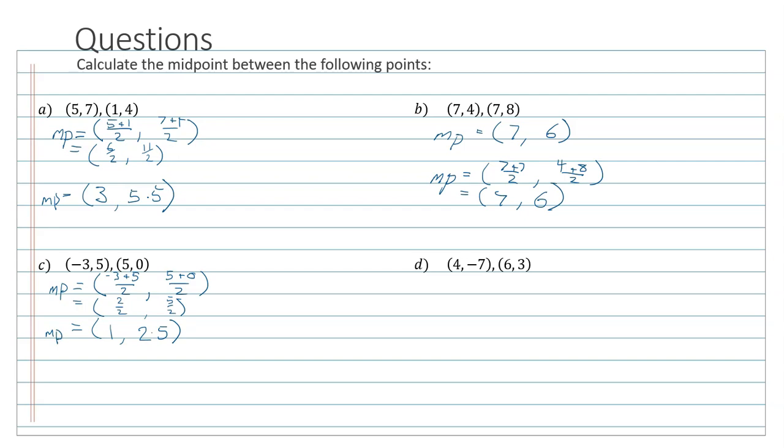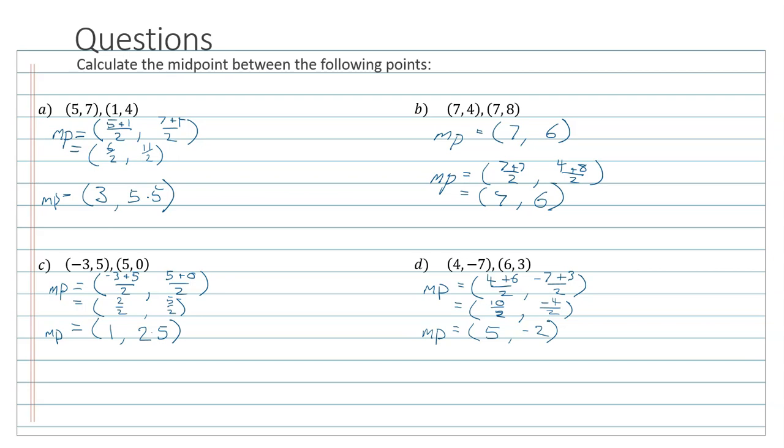Then finally in D, our midpoint is 4 plus 6 all over 2. Then negative 7 plus 3 all over 2. Computing these values, 10 over 2. And negative 7 plus 3 over 2, that will be negative 4 over 2. And thus we have 5 and negative 2. So the midpoint in this example is 5 and negative 2.